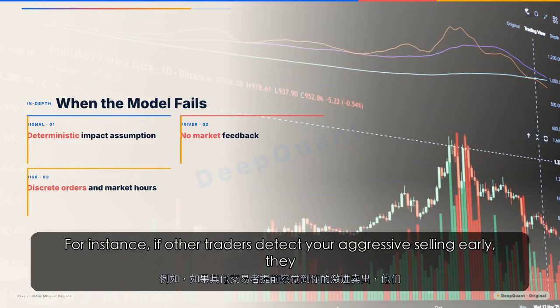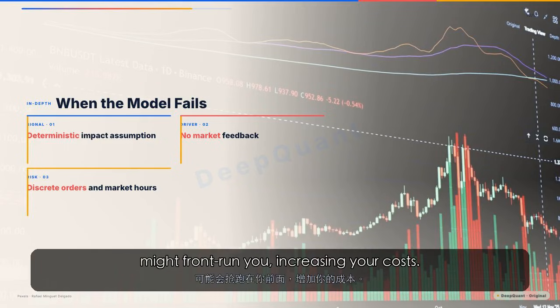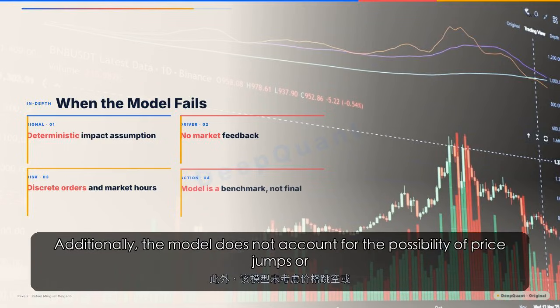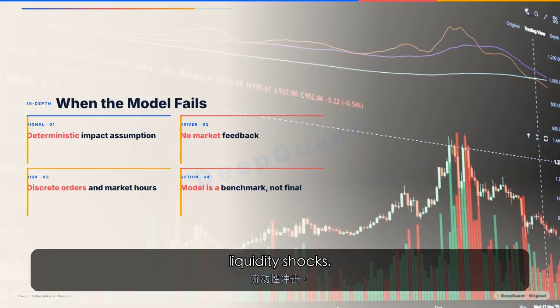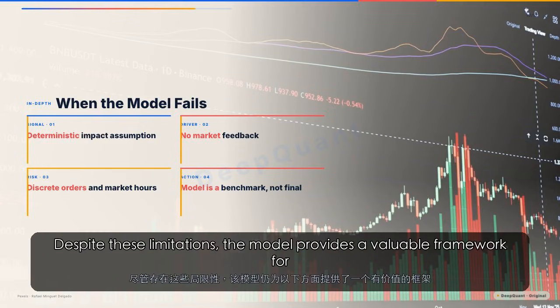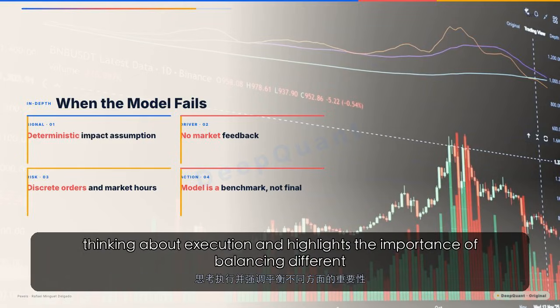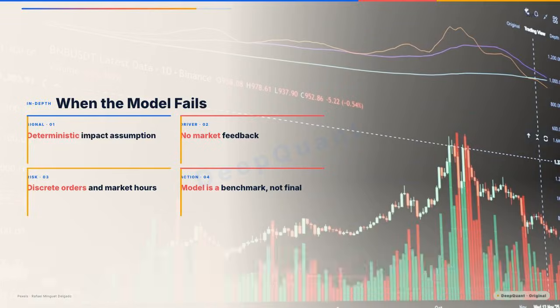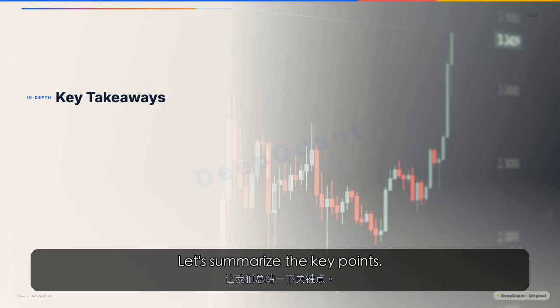For instance, if other traders detect your aggressive selling early, they might front-run you, increasing your costs. Additionally, the model does not account for the possibility of price jumps or liquidity shocks. Despite these limitations, the model provides a valuable framework for thinking about execution and highlights the importance of balancing different types of impact. Let's summarize the key points.